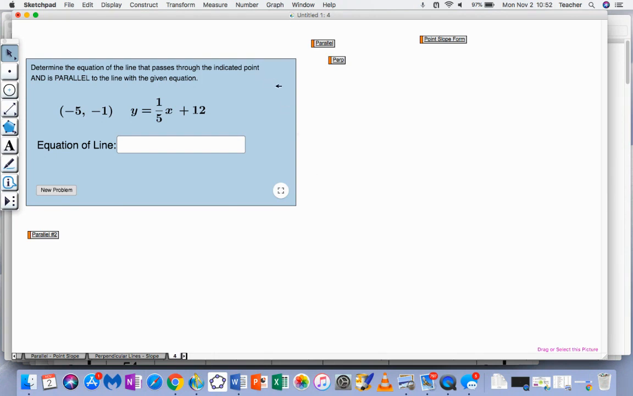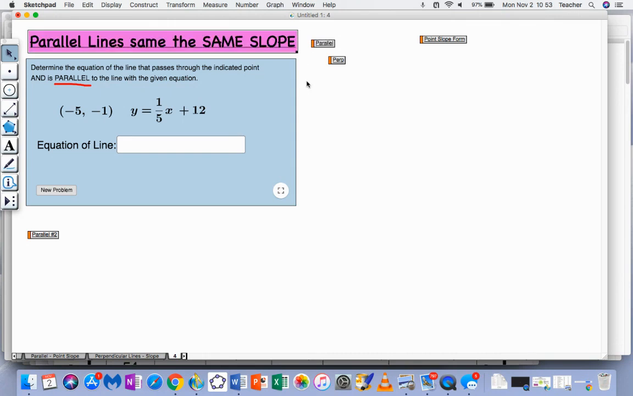So here's what you need to do. First thing, it says determine the equation of the line through the indicated point that's parallel. That's the first thing I need to recognize. This says parallel. Okay, parallel, y'all know what parallel is. It's two lines, they never touch, they keep going. But now that we're doing it in an equation, we've got to know this: parallel lines have the same slope.